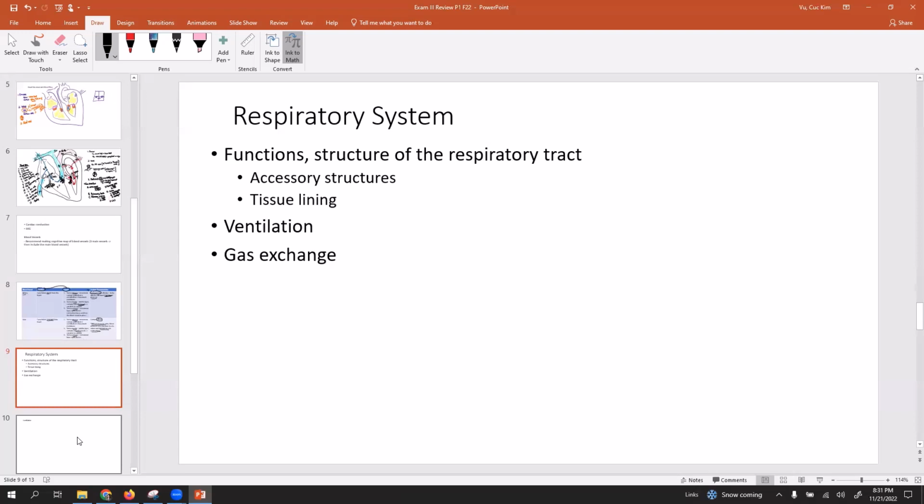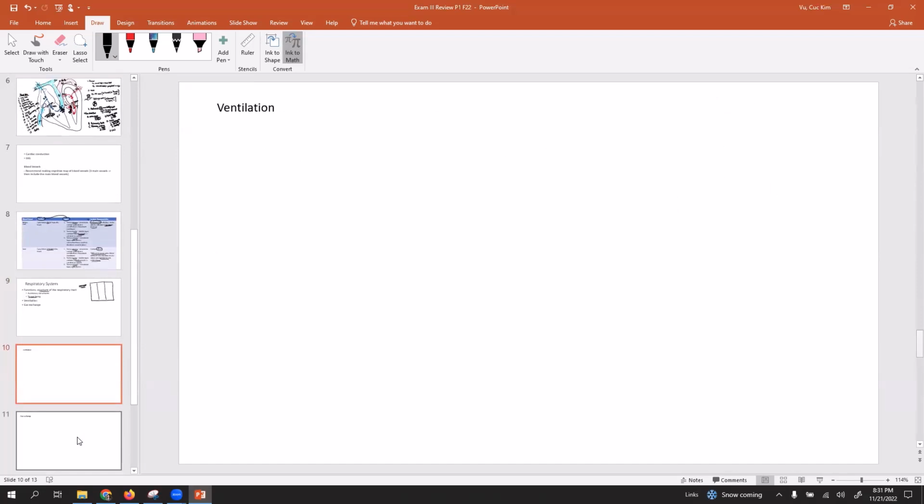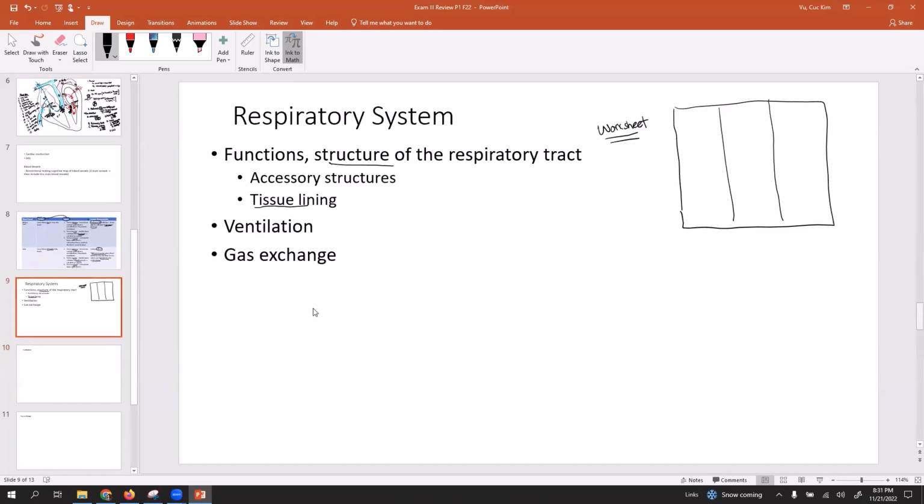Okay. So the respiratory system, in my opinion, the hardest thing is understanding the tissue lining with the tissue structure. That's why in the worksheet that I have you do, if you don't do the worksheets, you should take a look at them, because I created a cognitive map for you that lists the structures of the respiratory tract, and then you had to identify the lining of it and then the function. So definitely go through that before you take the exam.